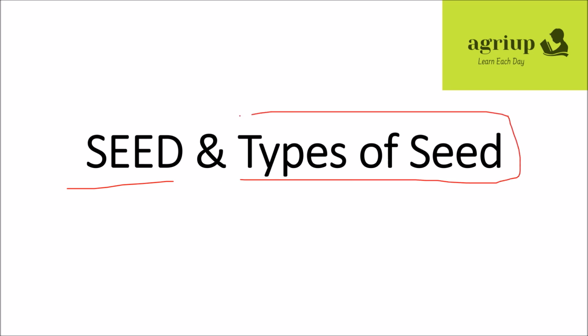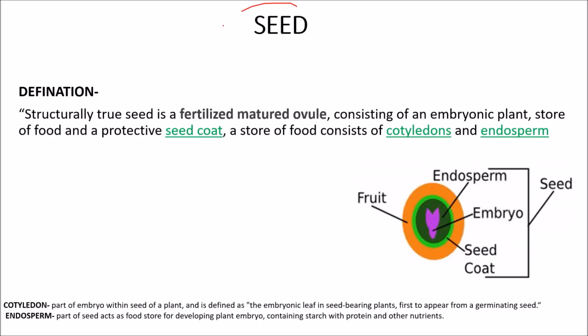The topic of today's video is seed, and we are going to talk about the different types of seed. In this video, we are going to talk about the monocot seed and the dicot seed, what is the difference between the two seeds, and the different seed tags which are used in a few organizations and associations. So let's begin. First of all, what is a seed?